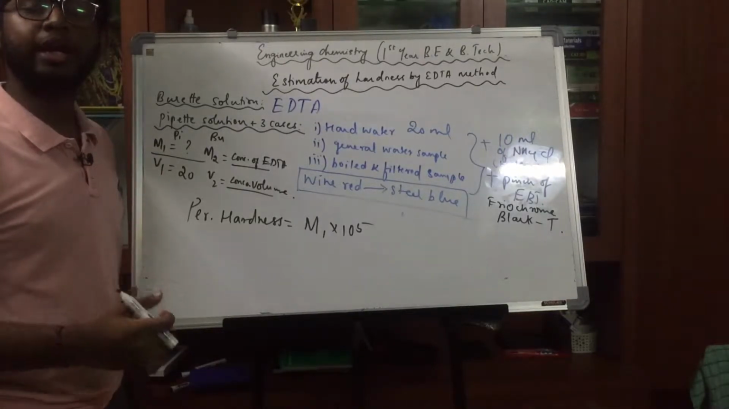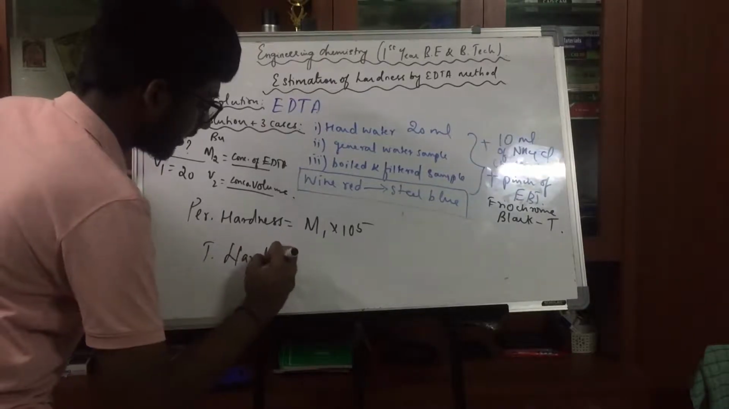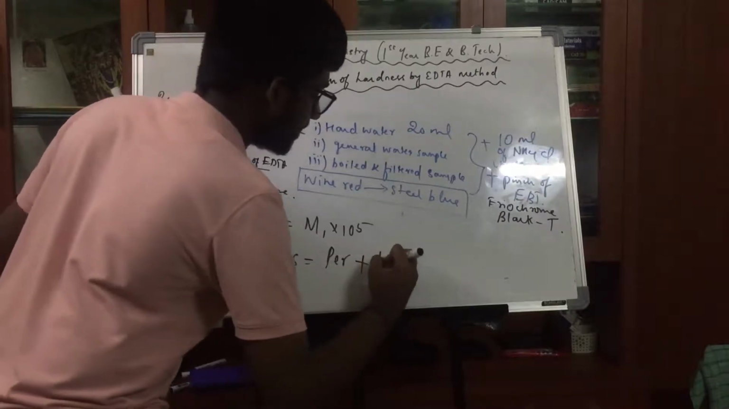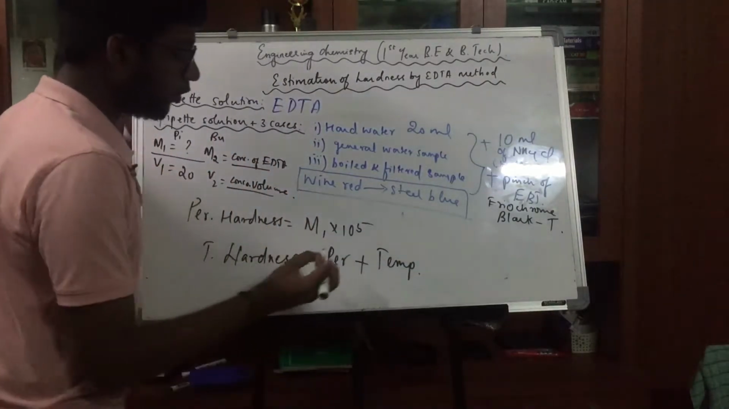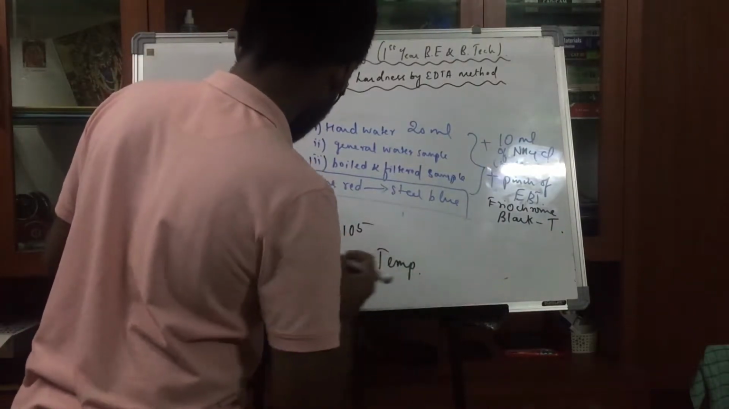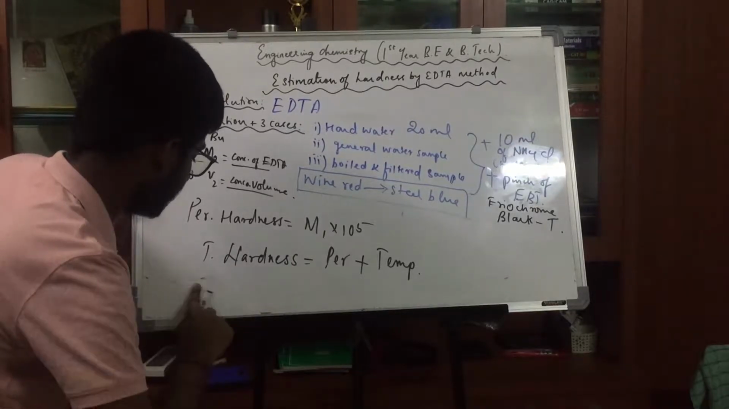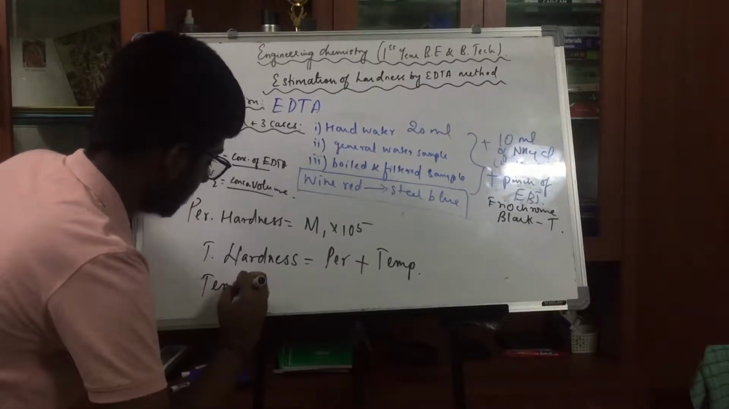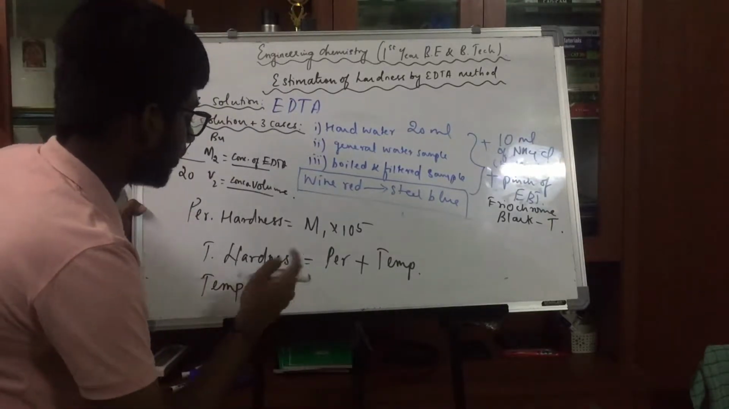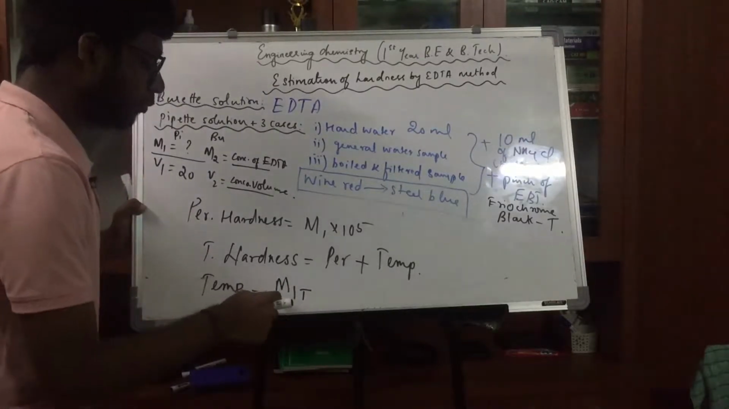It is very simple to get temporary hardness, because total hardness is equal to permanent plus temporary. So now you take this to the other side and then you find the difference. So now your temporary hardness is equal to M1T, because M1 is there in both the cases.